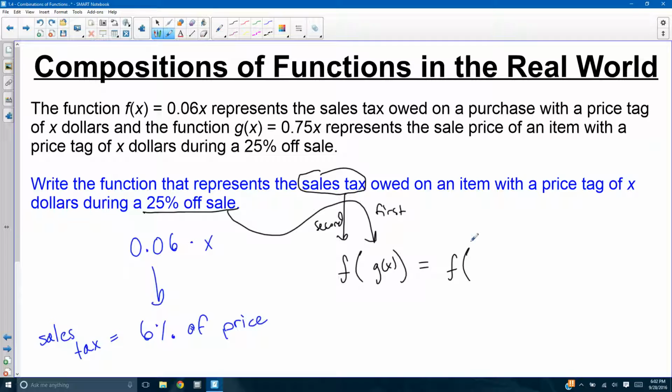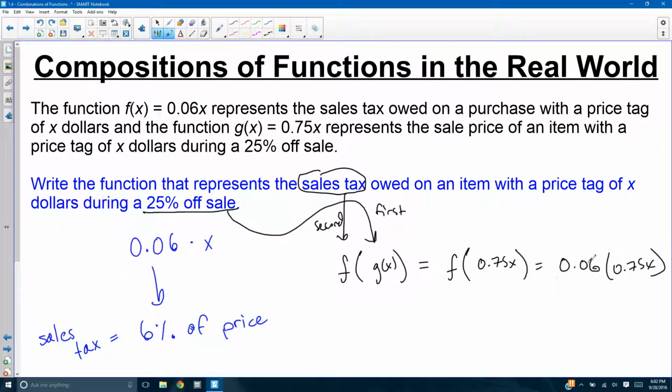So I'm going to take f of 0.75x. Now again, what that says is I'm going to take 25% off of an item, and then I'm going to establish what the sales tax is for 25% off of that item. So 0.75x will take place of x in this expression right here.